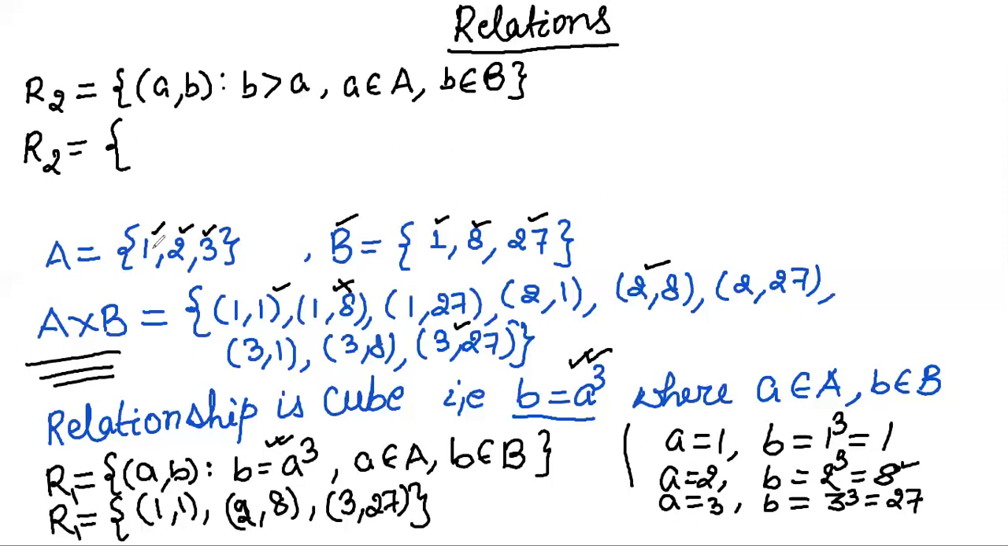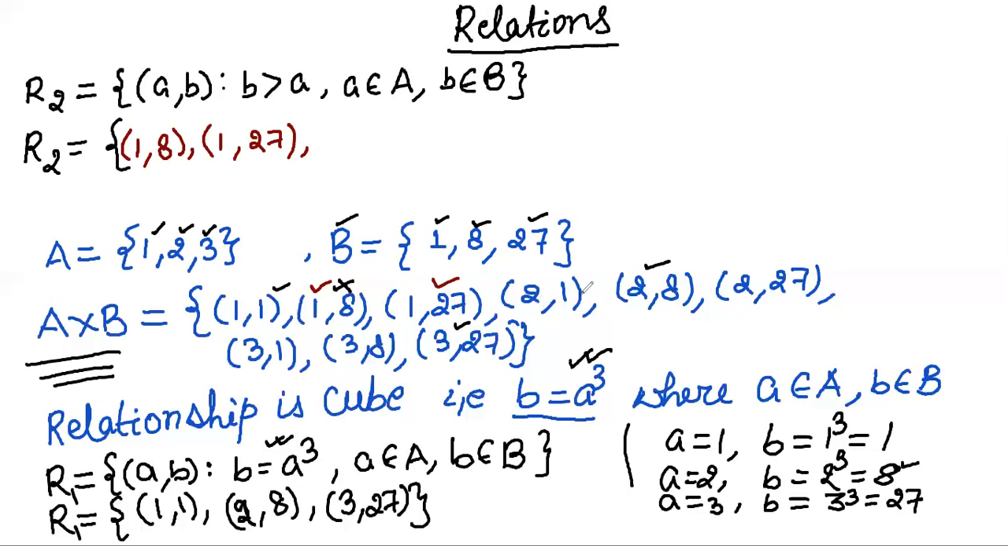If a we are taking as 1, then b we have to take more than 1. So which value? Yes, this is the second value. Based on that, a is smaller than b, or b is greater than a. So we will write here (1, 8). Now any other element? a is 1 and b is 27. So b is greater than a, and according to this condition we can write it. So this is (1, 27).